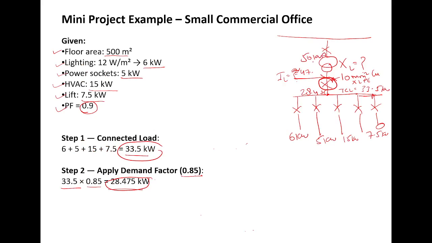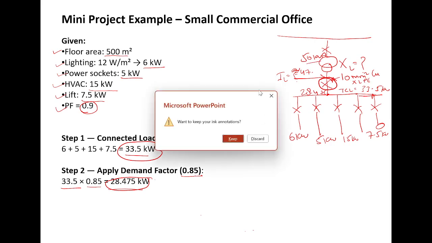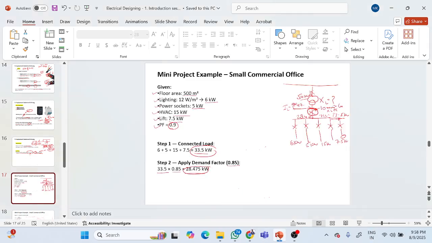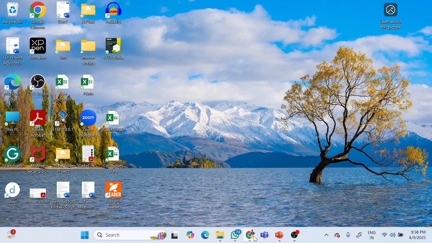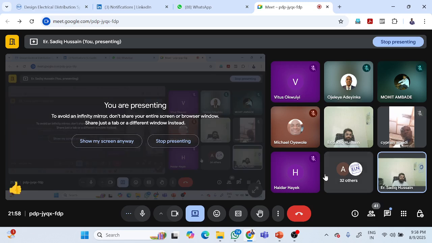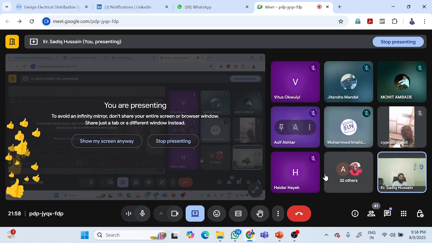This is the way to calculate transformer size, cable size, load current, and circuit breaker size. I hope it is clear for everyone. If you have any query related to this point, please tell me, and then after this, I will go further. Yes, please. Anyone have any query, please?